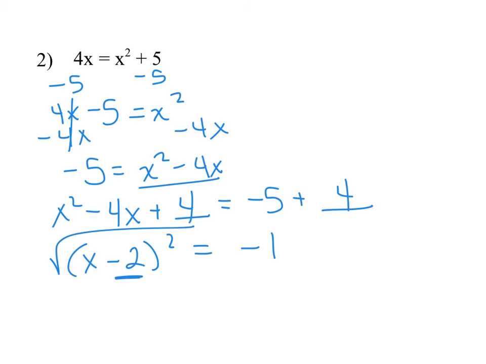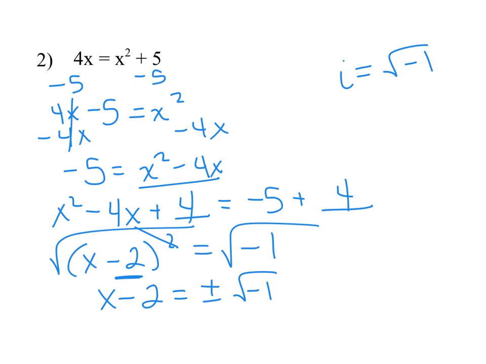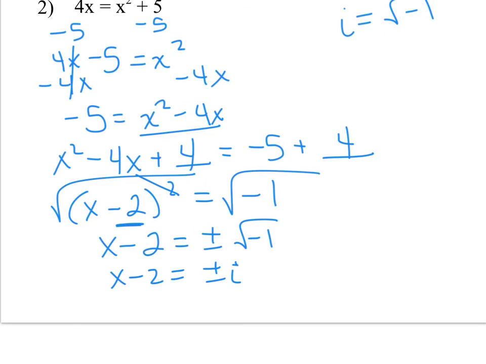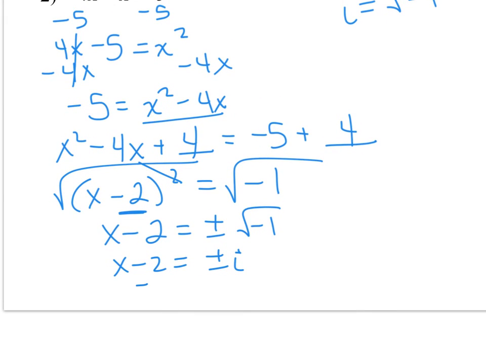To solve this, we take the square root. That goes away. You're just left with x minus 2 equals plus or minus the square root of negative 1. But remember, that's what i is. So it's plus or minus i. And then finally, to finish it, we simply have to get x by itself, so we're just going to add the 2. x equals 2 plus or minus i. Done. Have a good day.